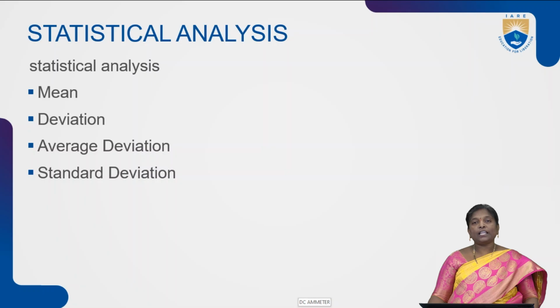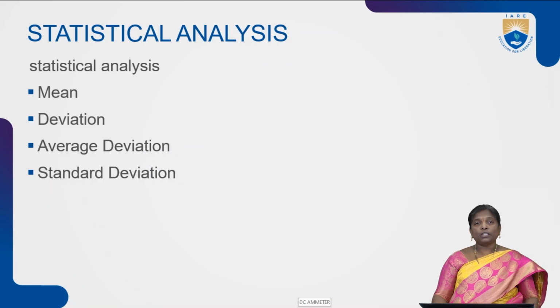In this statistical analysis, we have four main parameters like mean, deviation, average deviation and standard deviation. So, normally if you are doing an experiment a single time, if you get the result, we think that is the correct result. But sometimes the result we have obtained may not be correct. So that we don't know. So to get accurate readings, we are using statistical analysis.